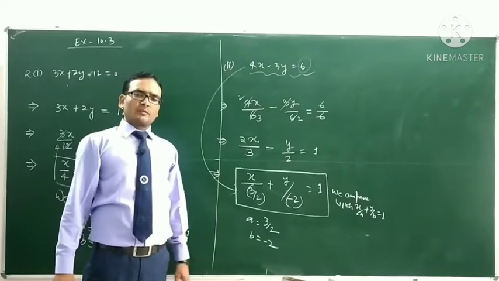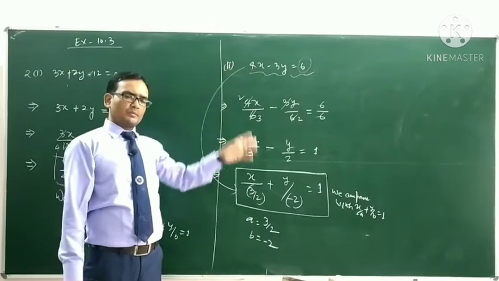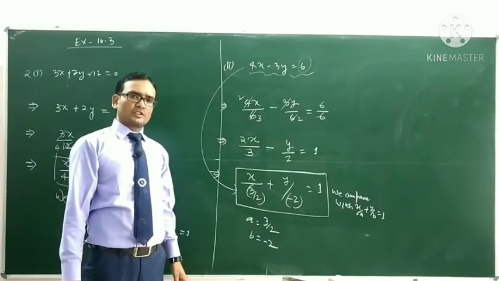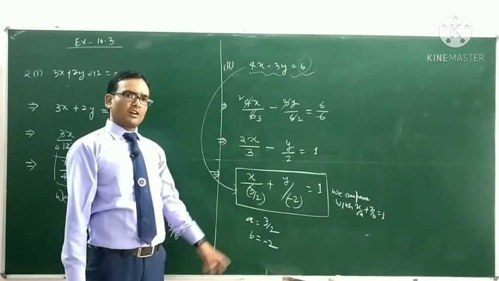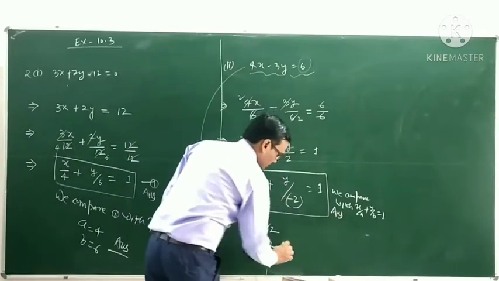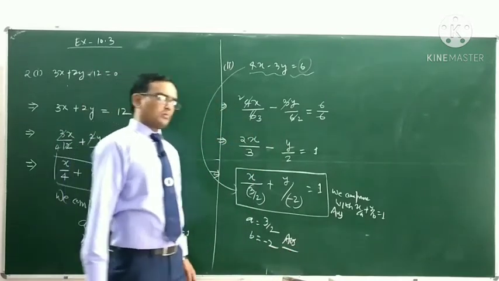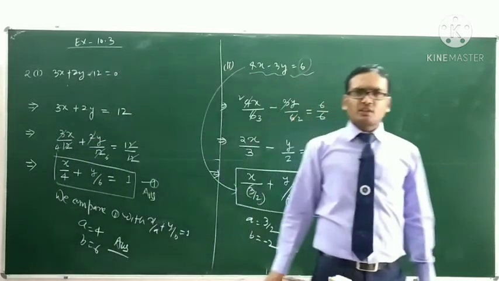A equal to 3 by 2 is the x intercept of the line and b equal to minus 2 is the y intercept of the line. Okay student, this is your answer. Let us move to the third part of question number 2.